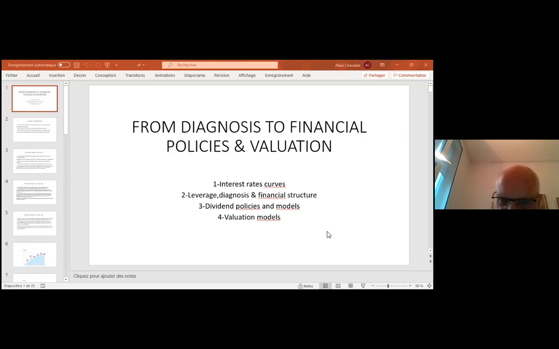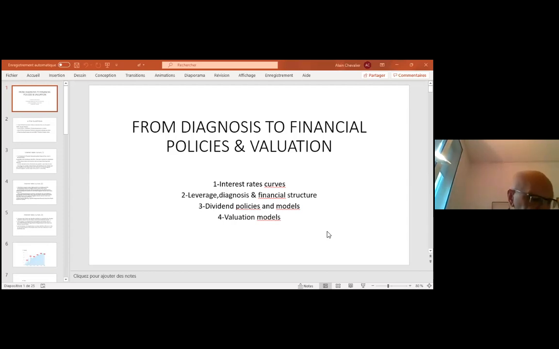The third topic will be about dividend policies, and we have afterwards questions about dividend policies. But dividend policies and models, which is one way to try to find cost of equity, for example, or the long-term growth of a firm. And last, we integrate all these elements in a basic presentation of valuation models, which will be a transition between this course and the following course we teach together, which is about company valuation. So that's what I want to do today.